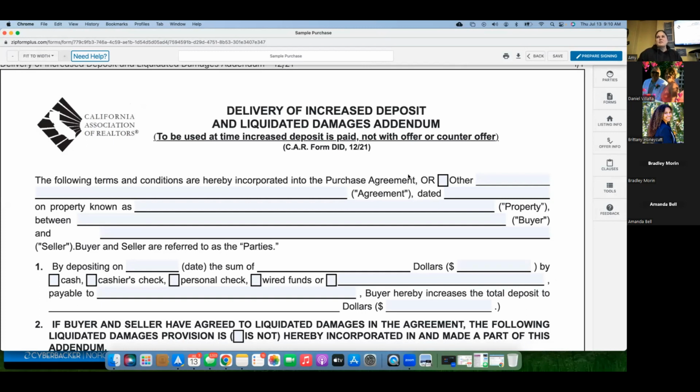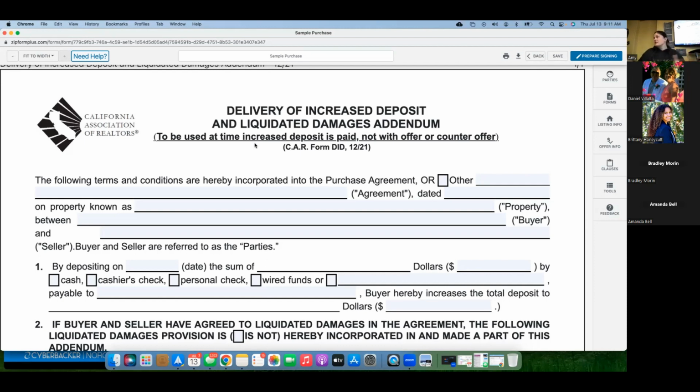Oftentimes it's after removal of contingencies or after a certain period of time, you would do an increased deposit where your buyer would come in with more funds, and we want those funds to count towards the actual deposit. And so we would use this form here. You would use this at the time the increased deposit is paid, not with the offer or counter offer. We only use it once it's time for that deposit to be made.